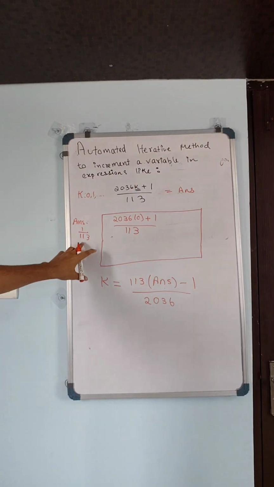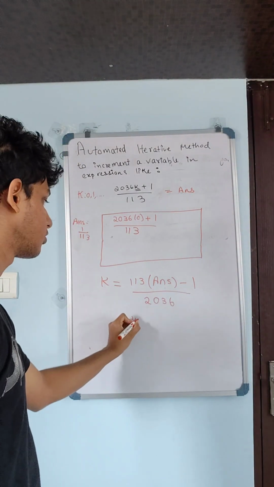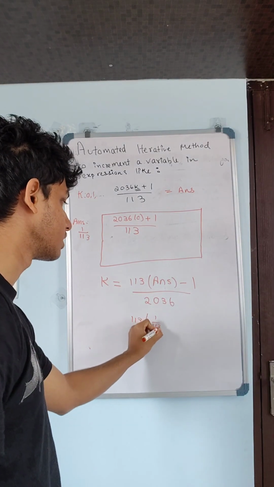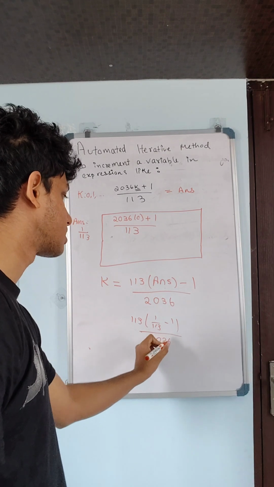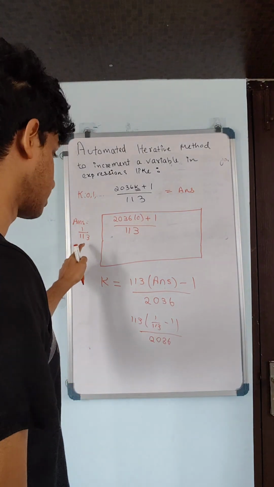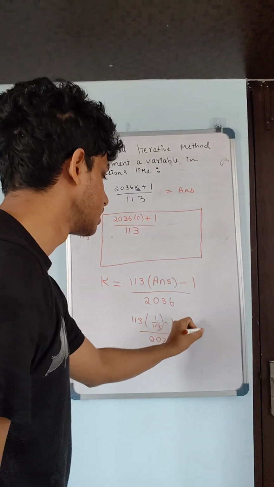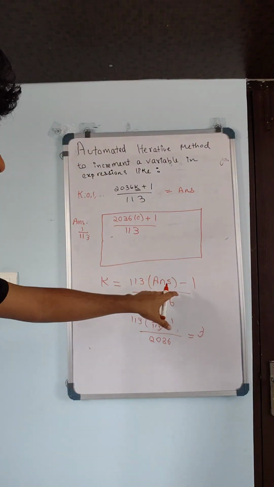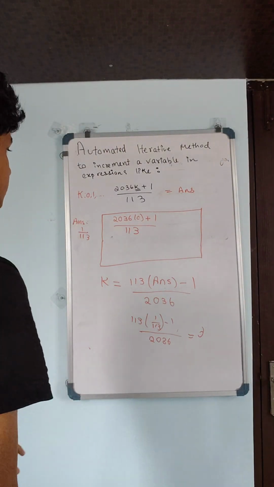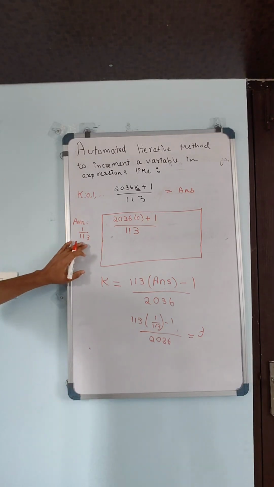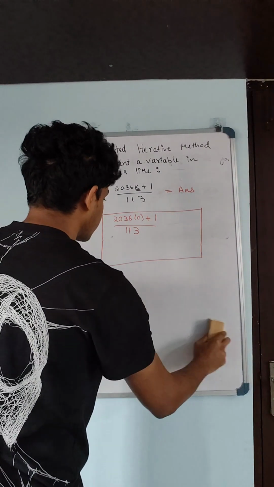Now notice that if you plug this answer into this equation here, you're going to get 113 into 1 by 113 minus 1 by 2036, which is essentially 113 by 113 minus 1, which is 0. So notice that by plugging answer back into this, we are obtaining k. So now this value is going to be saved in our answer, and we are going to make a modification to our formula.